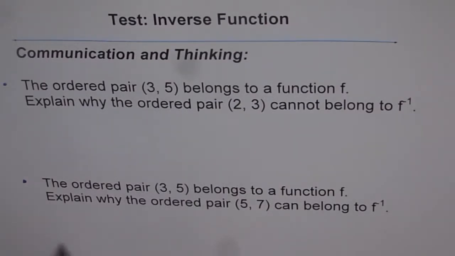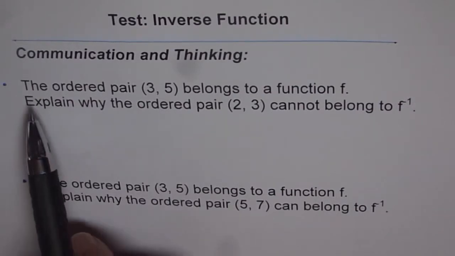Question 2 is: the ordered pair (3, 5) belongs to a function f. Explain why the ordered pair (5, 7) can belong to f inverse. So these are two questions which I would like you to think about and then answer. Once you have answered, then listen to my views on this, okay? Now this is how I'm going to approach it.